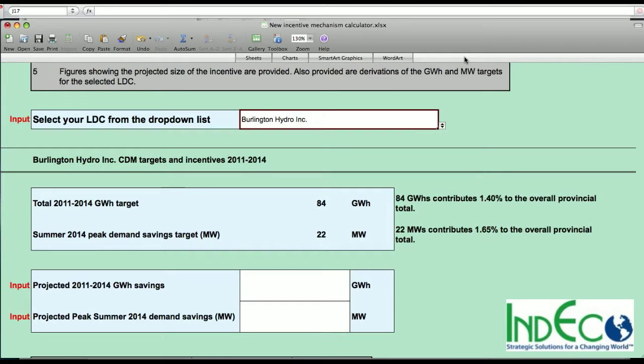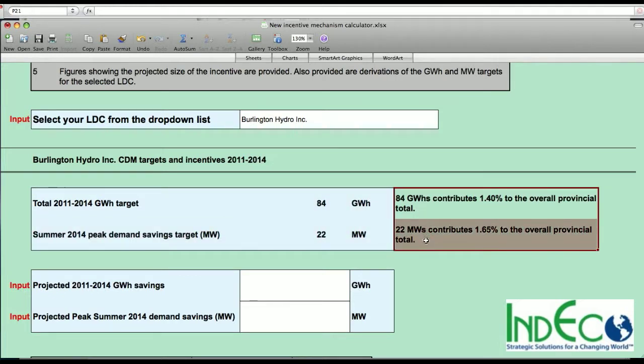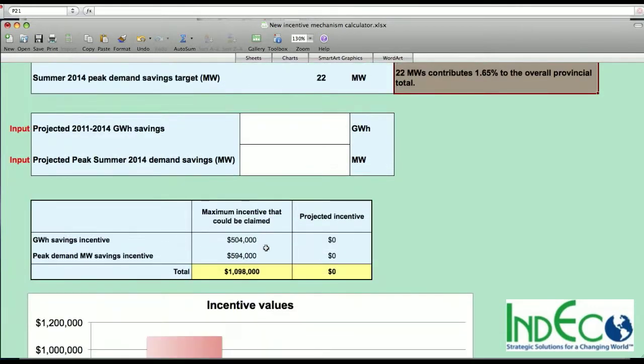This automatically displays the gigawatt-hour CDM target for 2011 to 2014 and the summer 2014 peak demand savings target for the selected LDC. The contributions of the selected LDC's targets towards the total provincial targets are displayed on the right. The maximum incentive that could be claimed by the selected LDC is displayed in the first yellow box below. This maximum incentive would be claimed if the selected LDC meets 150% of both its energy and its summer 2014 peak demand savings targets.